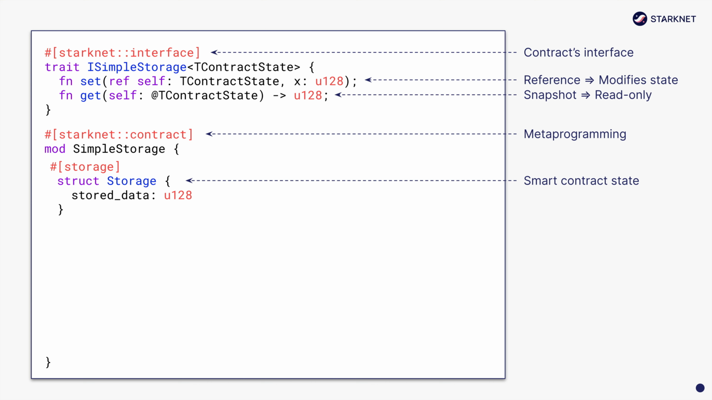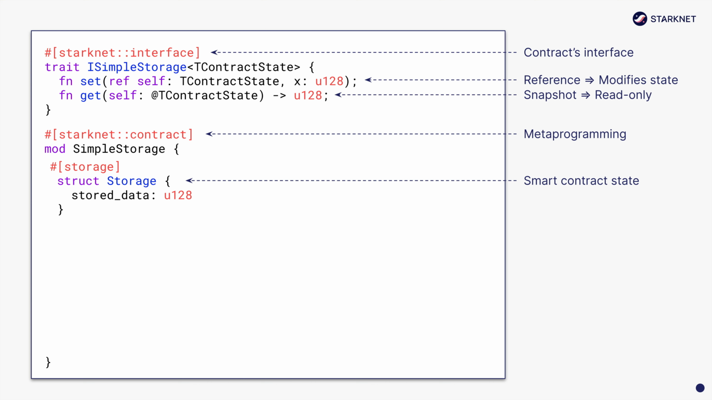A read-only version of a custom type is known as a snapshot and is defined by an ampersand placed before the type. In this case, the set method gets a reference to TContractState because it will modify the internal storage by setting a new value to it. The get method, on the other hand, only reads the variable from storage and returns it to the user. This is why it gets only a snapshot of the internal state and not a reference.